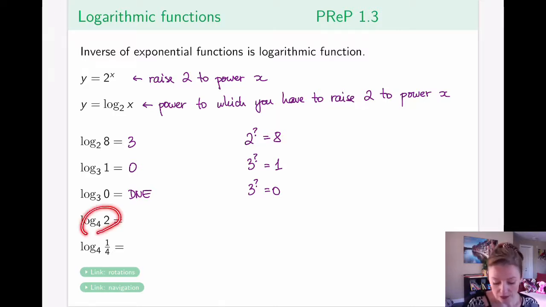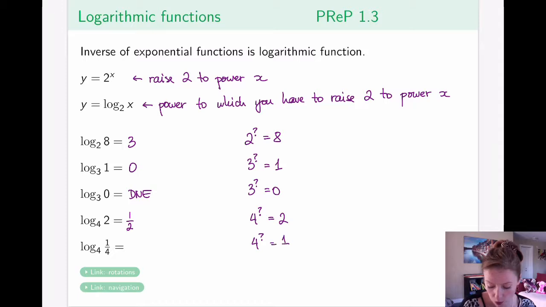To what power did I have to raise 4 to get a 2? So 4 to which power is equal to 2? Well, I have to take a square root of 4 in order to get a 2, and a square root is a power of 1/2. And then finally here, to which power did I have to raise 4 to get a quarter? So let's write this down too. 4 to which power is equal to a quarter? Well, we notice that 4 just got flipped to be on the bottom, and that corresponds to negative power, but 4 stayed 4, so the power here is -1.